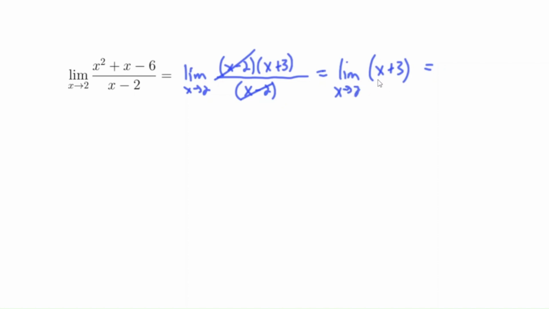Well, it turns out this is a nice enough function. You can just plug in the number that'll give you the result, whereas the original one had a hole in the graph, right? It had a hole in the function where 2 was. So we just plug in 2, we end up getting 2 plus 3, which ends up being 5. So that's how you'd actually compute this limit without plugging in numbers like 1.999 or 2.001.